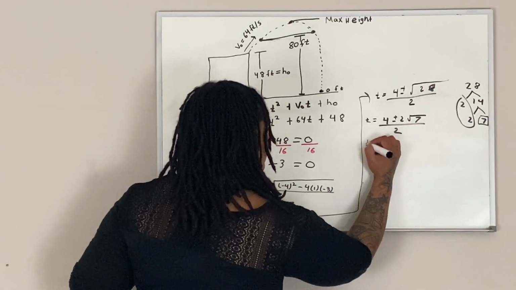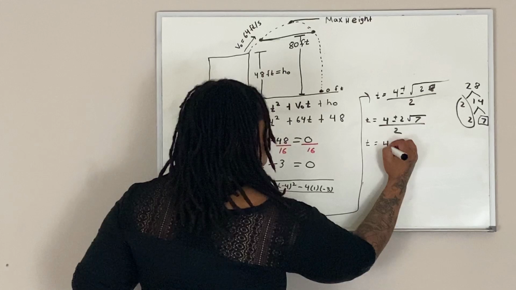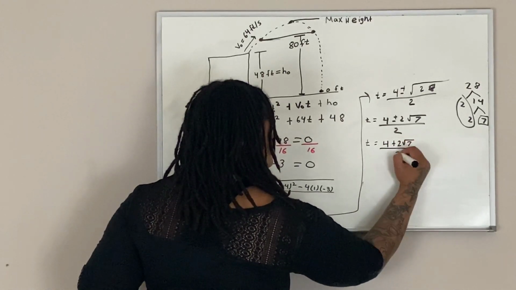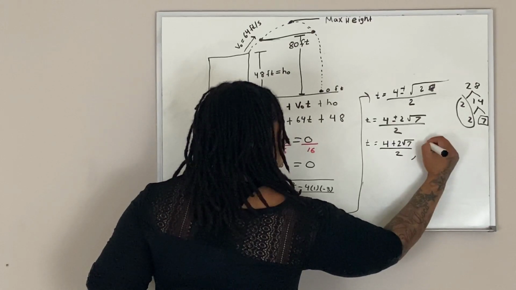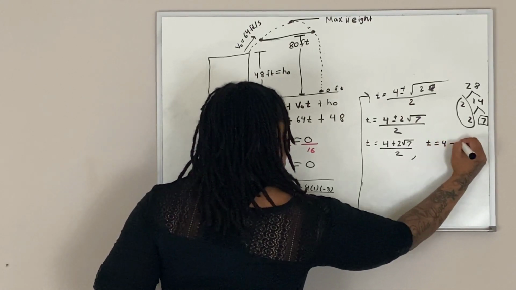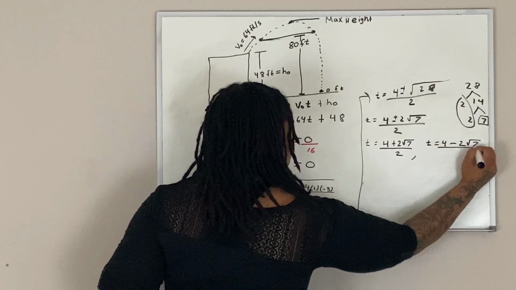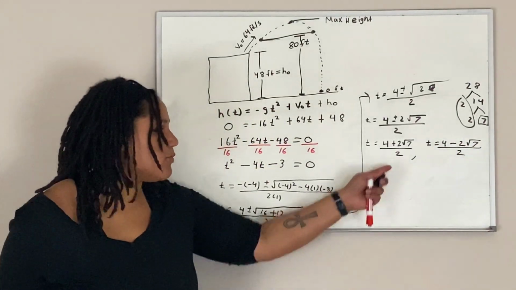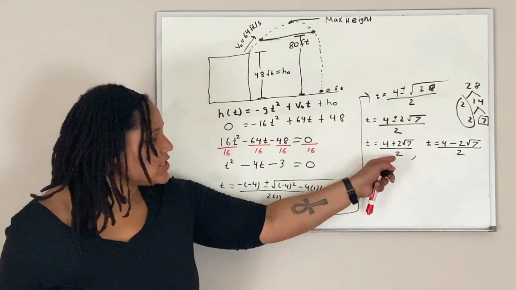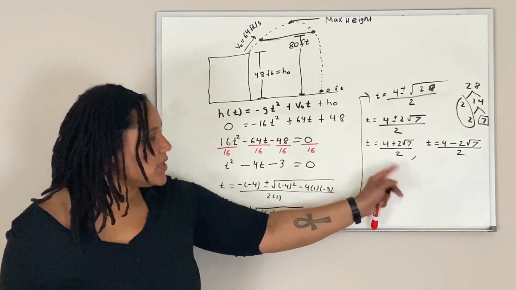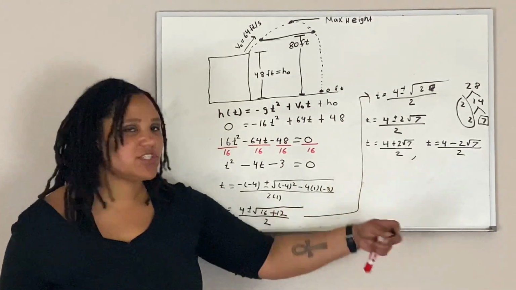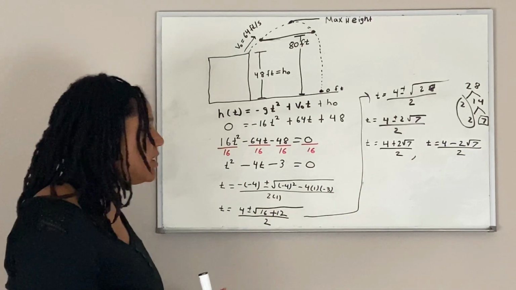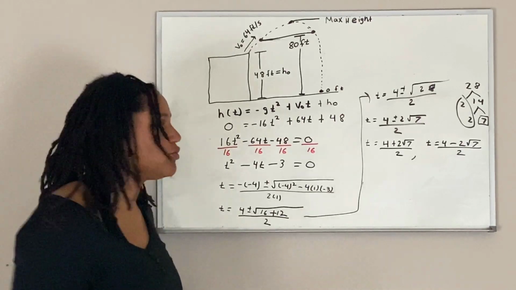Okay, so now we have t is equal to 4 plus 2 root 7 all over 2, and we also have t is equal to 4 minus 2 root 7 all over 2. Okay, can we simplify this just a little bit more? Sure we can. Why? Because 2 can go into 4, and 2 can also go into 2. Therefore, we can simplify it a bit more.